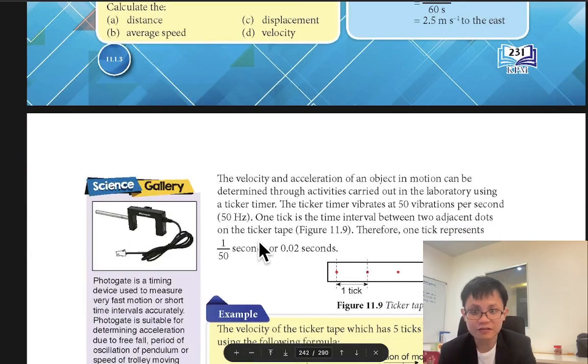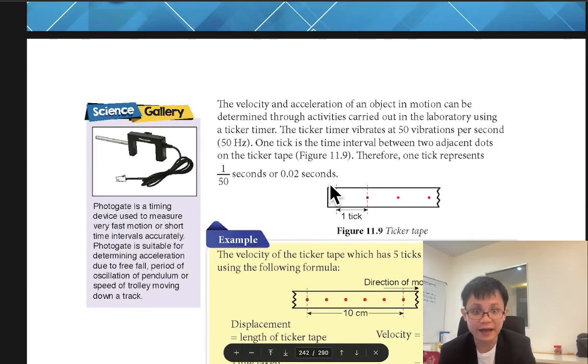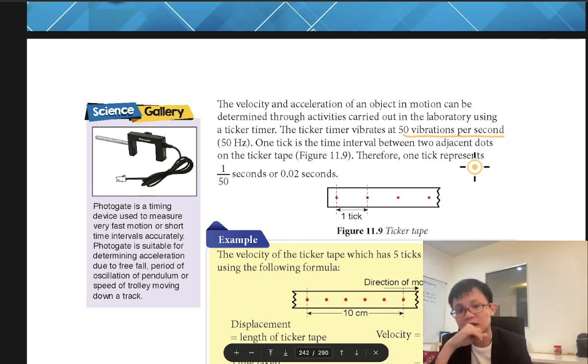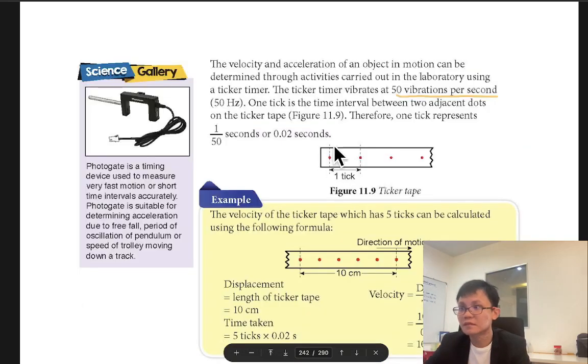Okay, now let's look at the experiment. In order to measure the time, we need to use a ticker tape. What we can see here is that the ticker tape vibrates 50 vibrations per second. 50 vibrations per second, that is the keyword.